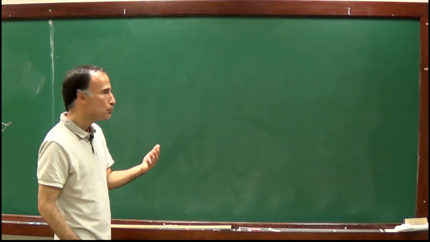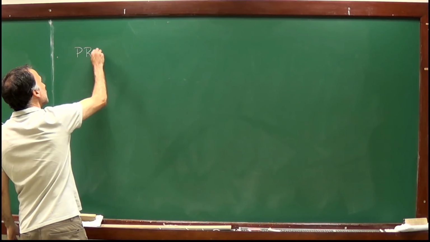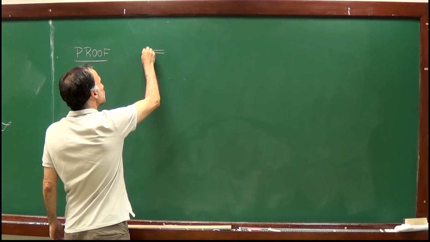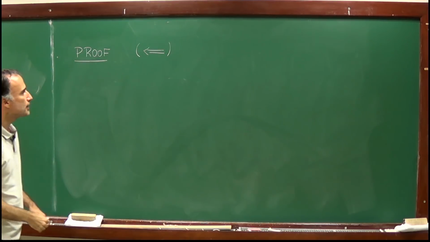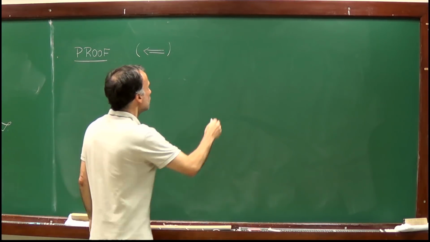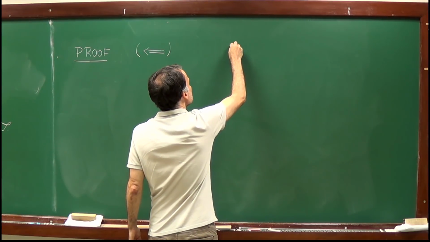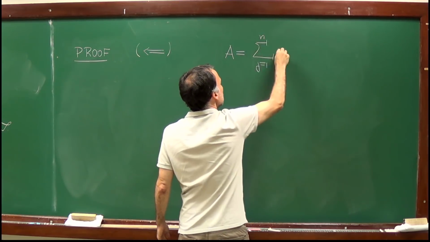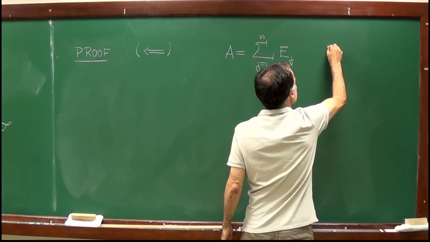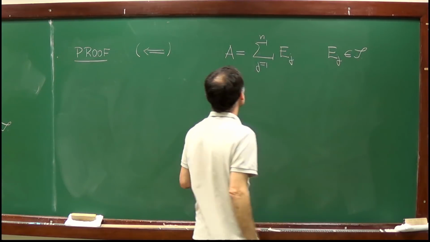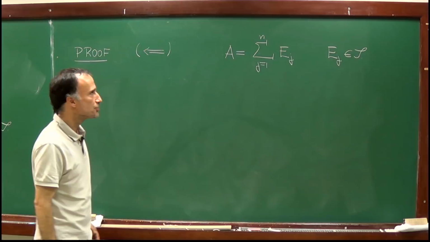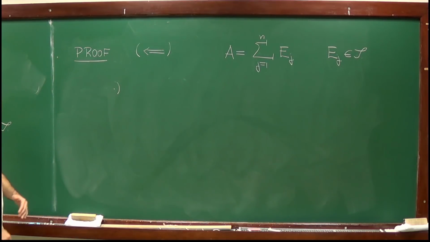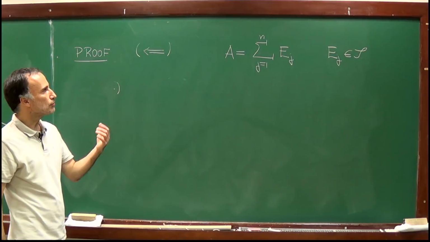So let's prove this claim. I first prove the reverse statement, which means that I'm supposing that A is a finite union of elements of the semi-algebra, and I want to show that A belongs to the algebra generated by S. As I said, this will rely on the following observation.